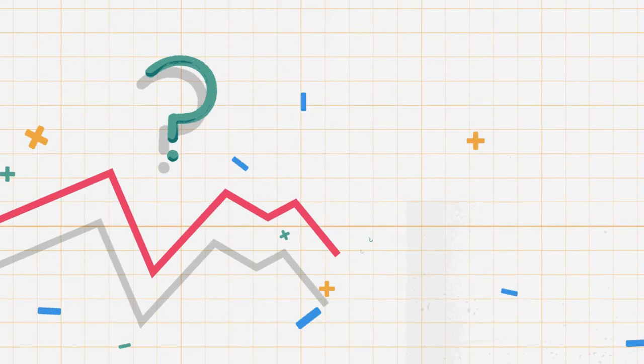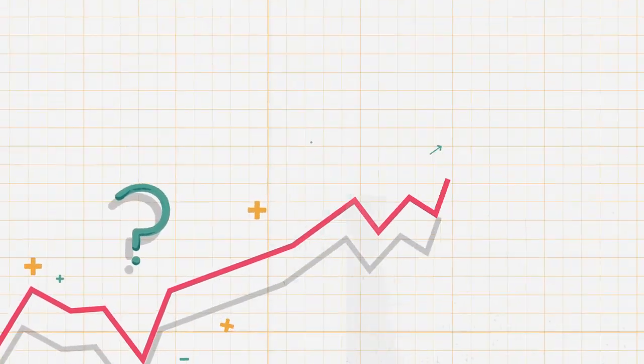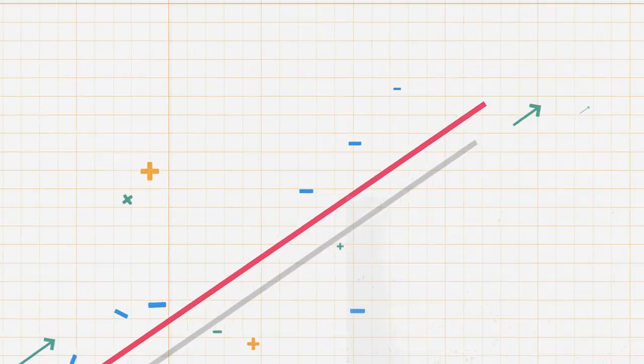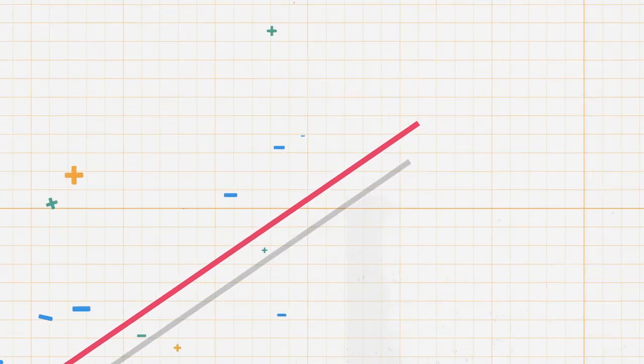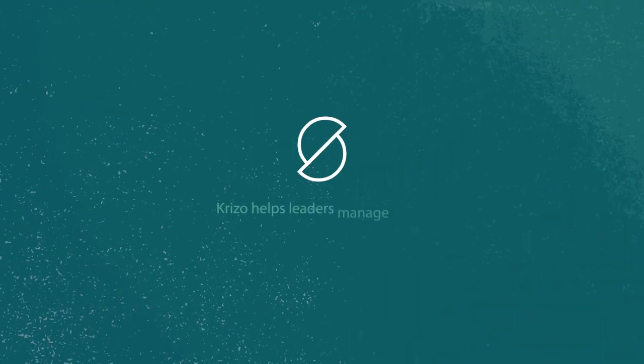Evaluation is a key element of crisis management. Krizo lets you learn from your past experience to avoid similar mistakes in the future. Krizo helps leaders manage crises.